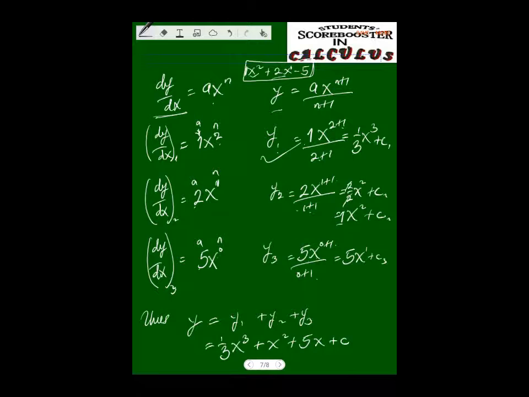So what's next? What to do now is the overall value of y is going to be the sum of all the y's. This one, and this one. So that will be y1 plus y2 plus y3. So we have 1 over 3 x cubed, which is this one, plus x squared, which is this one, plus 5x, which is this one. Now all the c's can be added together to form just one constant c. And this is your final answer.